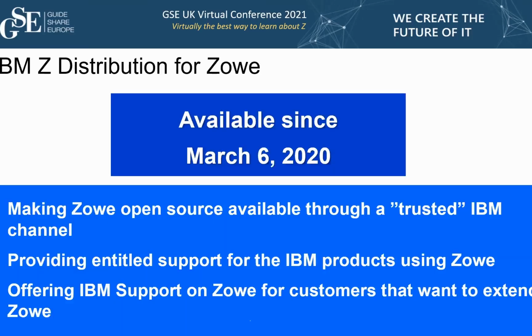And this is why IBM already in March last year made available an IBM Z distribution for Zowe. So, the final objective is to make the Zowe open source available to a trusted IBM channel, providing entire support for IBM products that use Zowe and offering IBM support on Zowe for customers that want to extend Zowe. So basically, there are two flavors of these IBM Z distribution for Zowe. For the IBM products that leverage Zowe and extend Zowe, it is free of charge that you get even the customer support from IBM for the IBM Z distribution of Zowe.